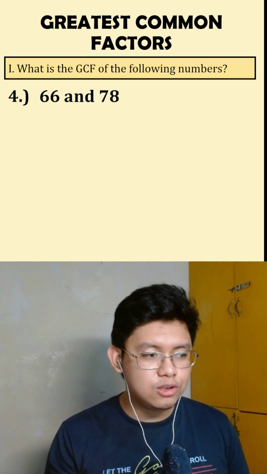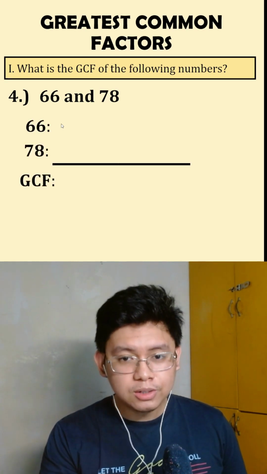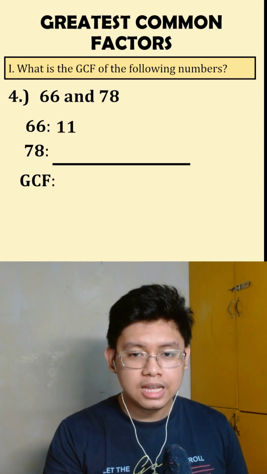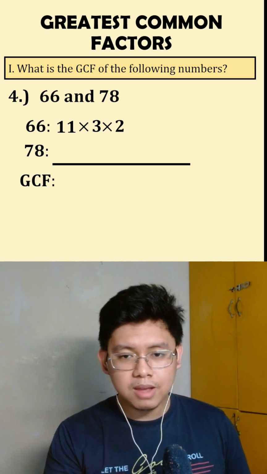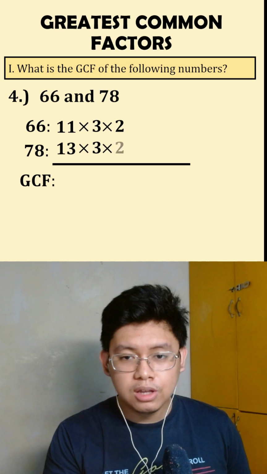Let's find the greatest common factor of 66 and 78. So, kunin natin yung ating dalawang number. Okay, let's get their factors. So, si 66, meron siyang prime factors na 11 times 3 times 2. Si 78 naman, meron siyang prime factors na 13 times 3 times 2.